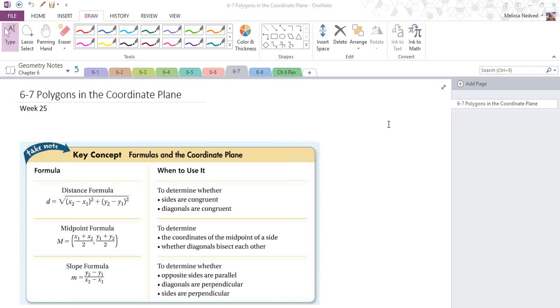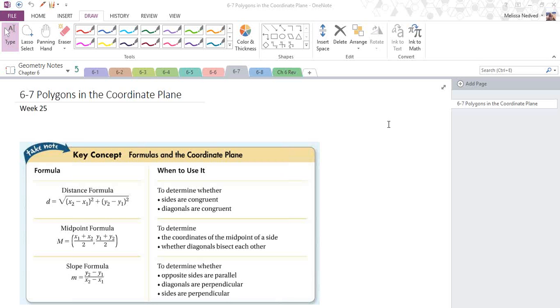All right, let's take a look at chapter 6-7. We're going to look at polygons in the coordinate plane. So we're going to take all of those properties about special quadrilaterals and triangles we've learned in the last couple chapters and put them into use when we're looking at a polygon that's in the coordinate plane. So we're looking at it on top of the xy axis.